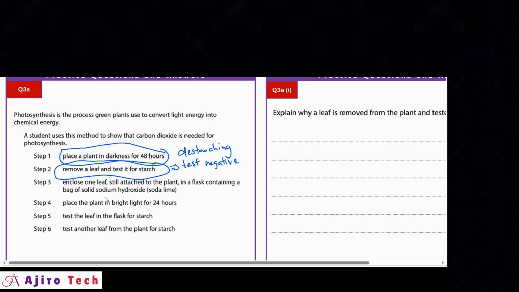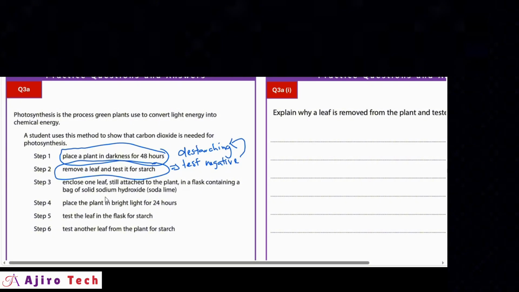That is the reason why we are... because the result of step 2 should be that the plant has been de-starched. So let's look at step 3.